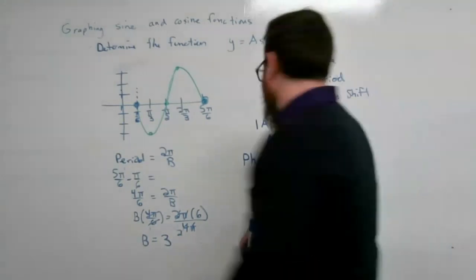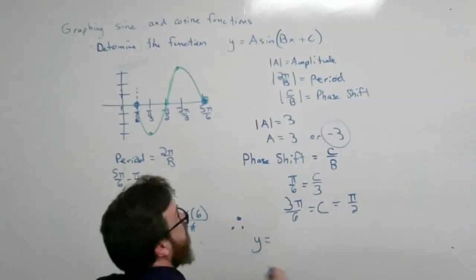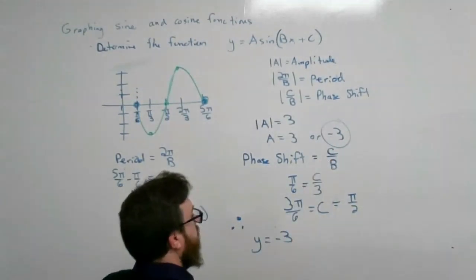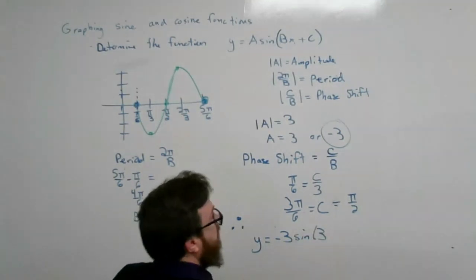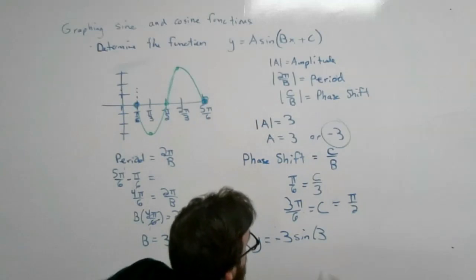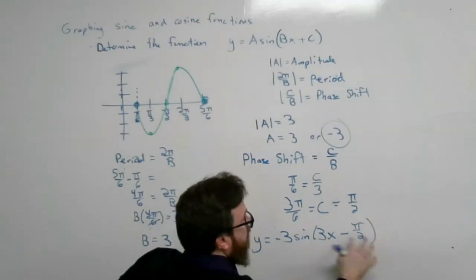So therefore, with the little room I got remaining, our equation, y, is going to be equal to a, which is minus 3, sine of b, which is going to be 3. Now remember that this is shifted to the right, so 3x. So shifted to the right means minus pi over 2. Shifted to the right means subtract.